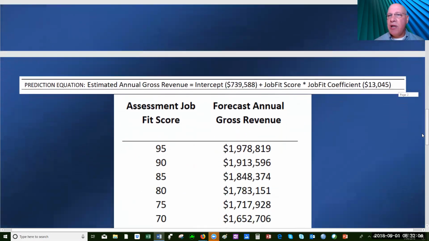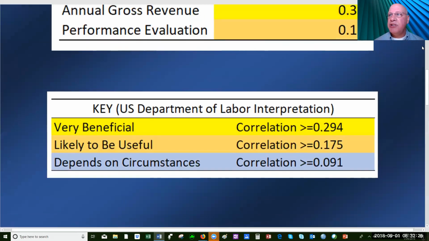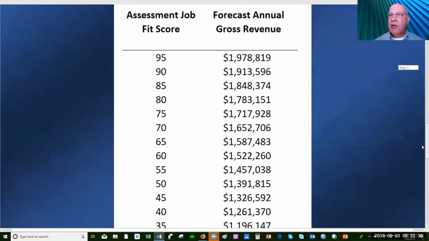So what we end up doing is building a prediction equation for that annual gross revenue. And we are going to have basically the equation for a straight line: the intercept plus our fit score from a candidate who might take the assessment and be considered for the position, then the coefficient for job fit. And this allows us to estimate or forecast the trend line for the assessment fit score.